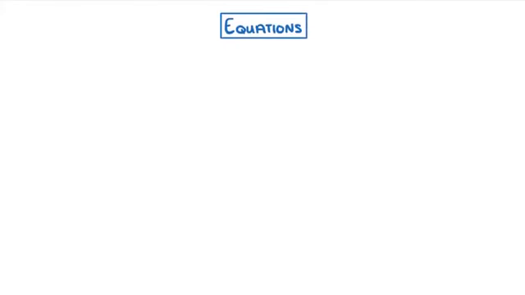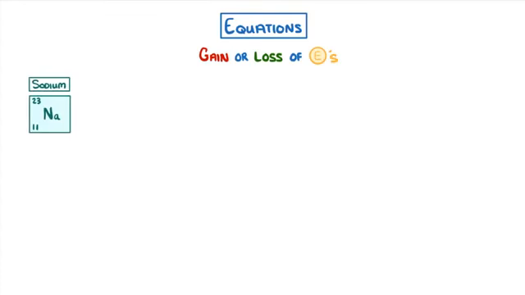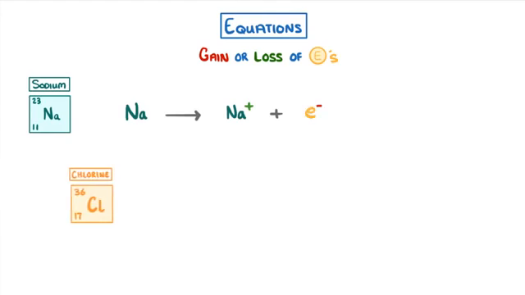Just like we can write chemical equations between different atoms, we can also write equations to show the gain or loss of electrons. For example, in the case of sodium, we could write that a sodium atom goes to form a sodium ion plus an electron. Or let's say we were looking at chlorine. We could write that chlorine plus an electron forms a 1- chloride ion.